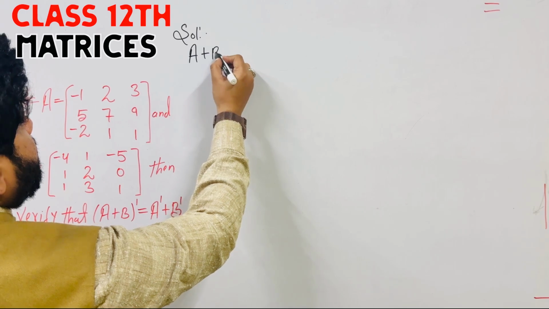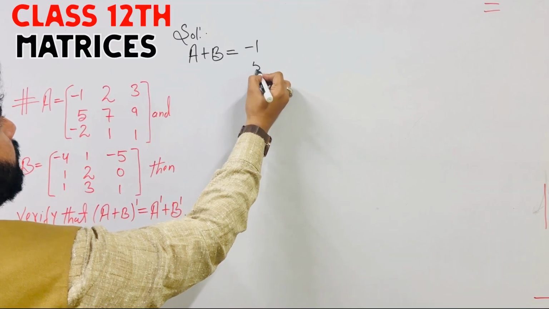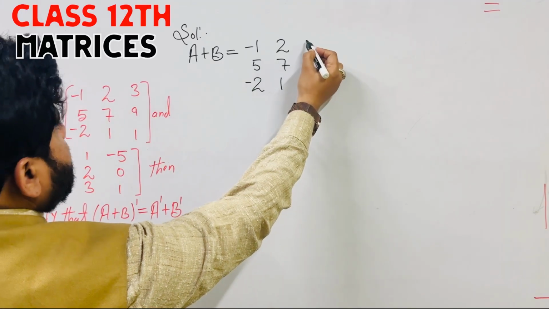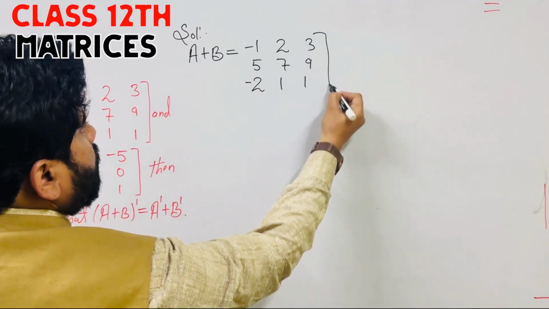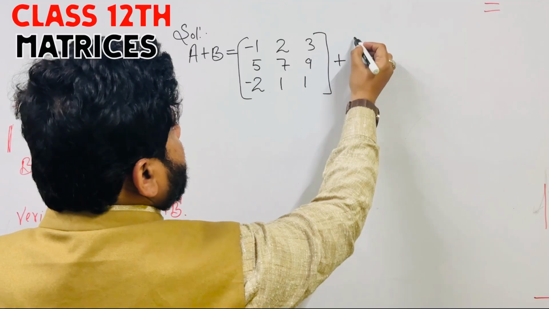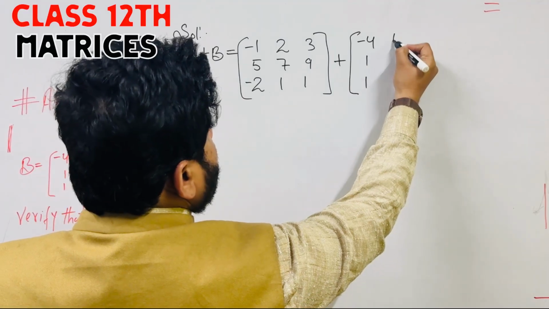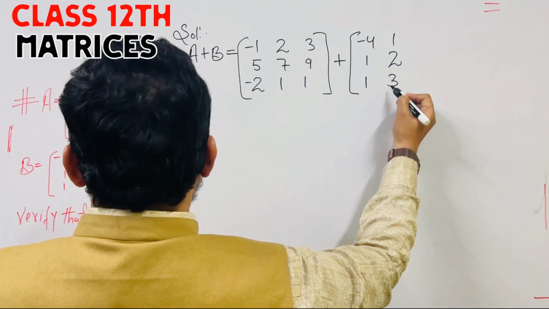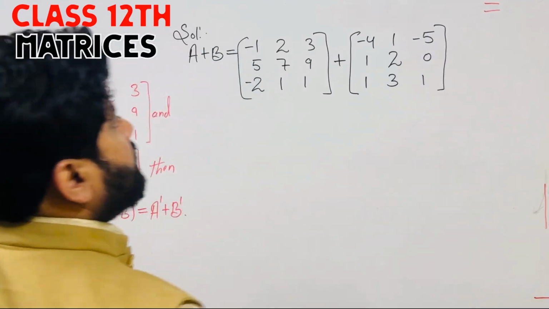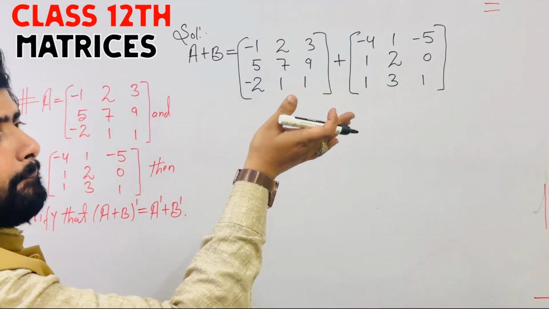A plus B is equal to, the matrix A is minus 1, 5, minus 2, 2, 7, 1, 3, 9, 1. Okay, this is the matrix A. Now the matrix B is minus 4, 1, 1, 1, 2, 3, minus 5, 0, 1. Okay, this is the matrix B. We have to solve this question by the matrix method.